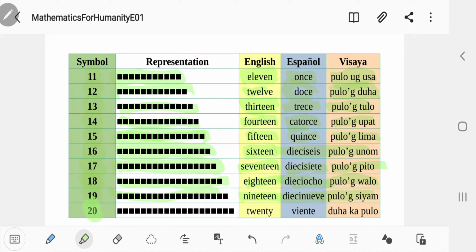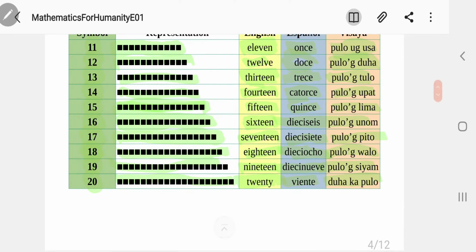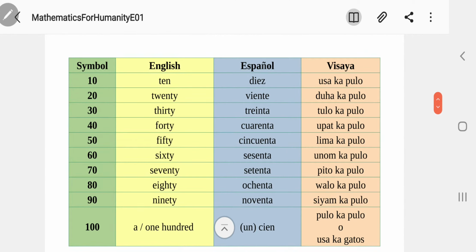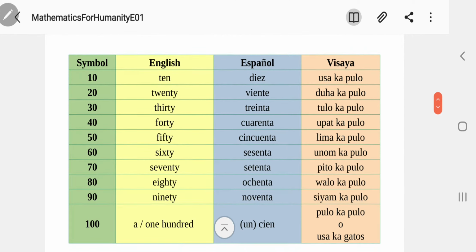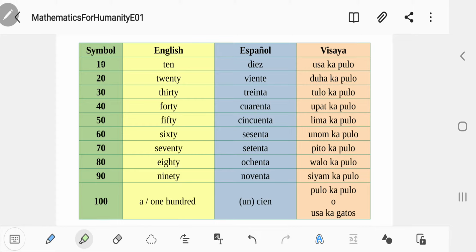This is the symbol representing the number 20. En Espanol, 20. In Bisaya, sa Bisaya, 20. These are the symbols of numbers beyond, in tens.